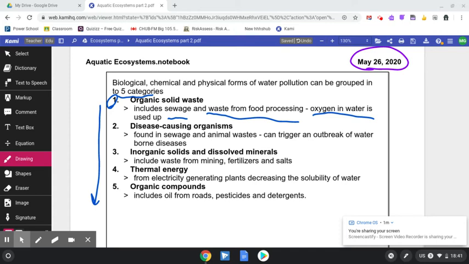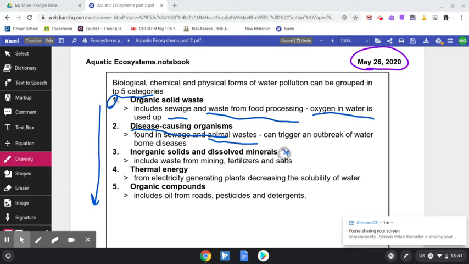Then we have the disease causing organisms. And these organisms are found in animal waste. We got the cow, the pig, the horse waste. Okay, their sewage. This triggers the outbreak of waterborne diseases, or disease-causing organisms. Followed by number 3, inorganic solids.